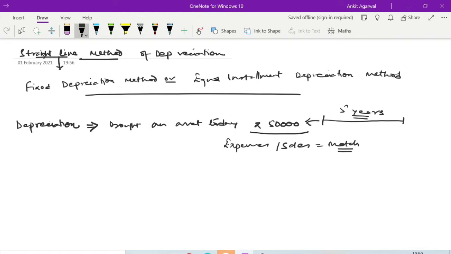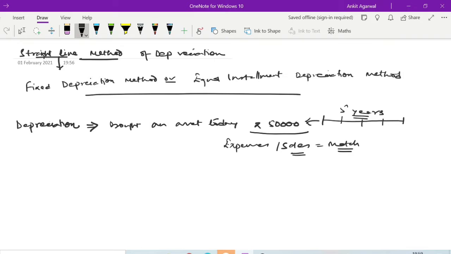Now, this machine will be used in the next year for production, correct? And that manufactured good would be sold. So it will generate sales for the entity next year. Then how can I charge the entire 50,000 rupees in the year in which it is bought, even though it is going to generate revenue for the entity in the next 5 years, right? So that's the reason I'll be charging a portion of the cost of the asset over a period of 5 years in the books of accounts. And that portion which I'm going to charge in the books is called depreciation.